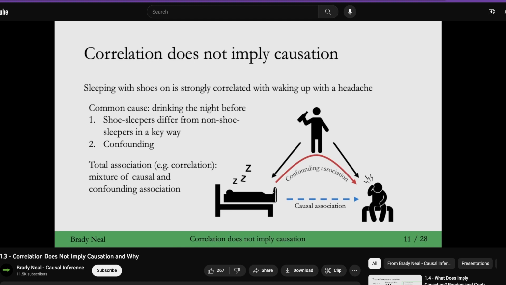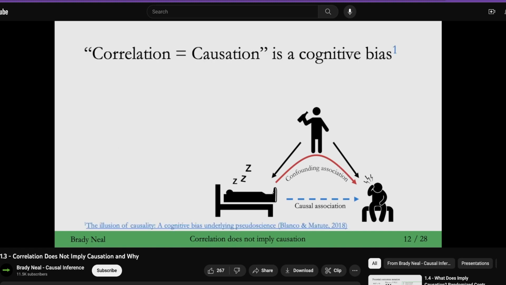If you were to measure correlation, or any measure of association, you would be looking at a mixture of causal and confounding association. And that additional confounding association is why correlation does not imply causation. So many of us have learned that correlation does not imply causation, but that doesn't stop us from using this heuristic all the time. Correlation equals causation is actually a cognitive bias.